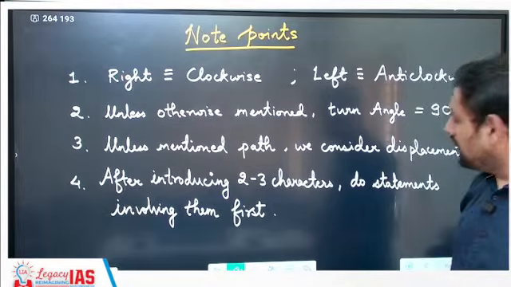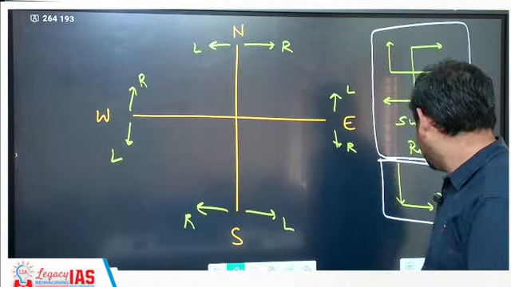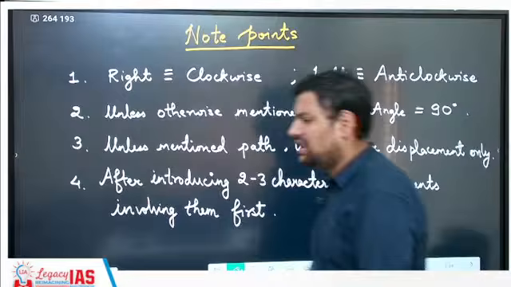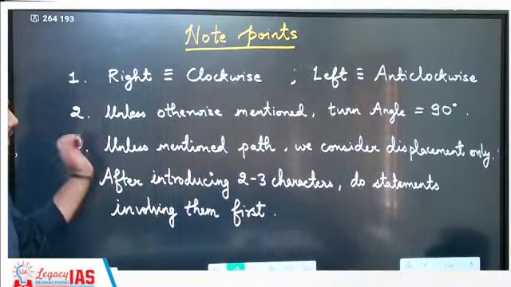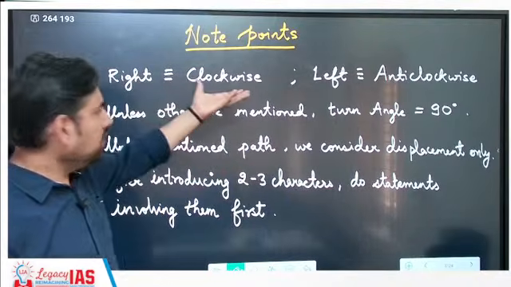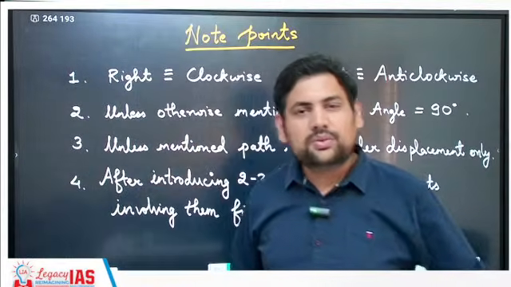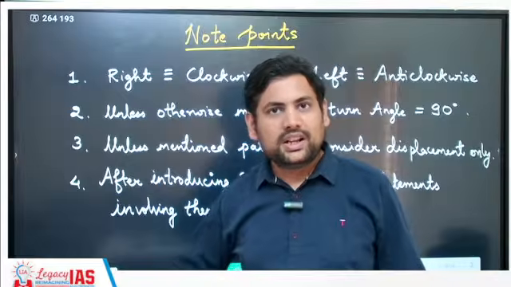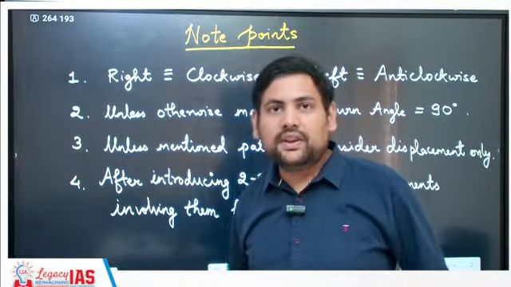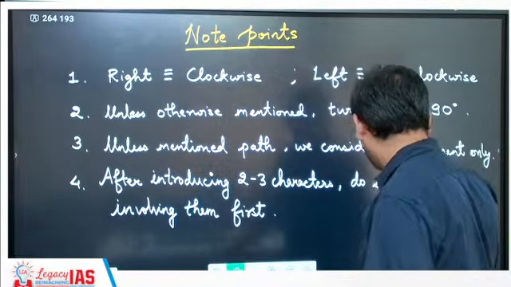Now once you understand this, one more thing we need to understand is this. Some note points. First, right is equivalent to clockwise. Whenever a question says that a person goes towards his right, it also means that he is going in the clockwise direction. Okay, now feel this.